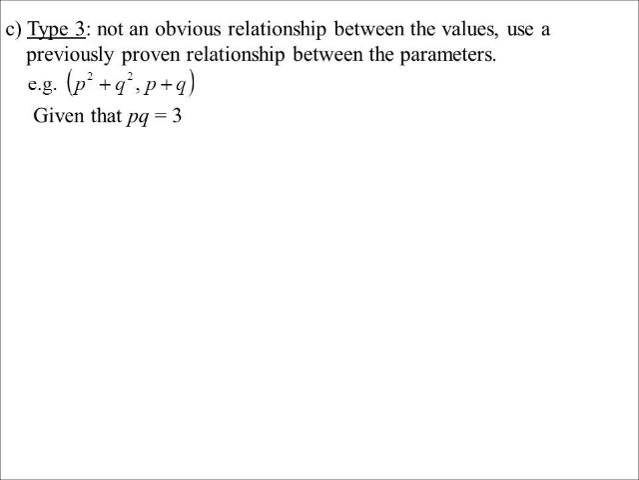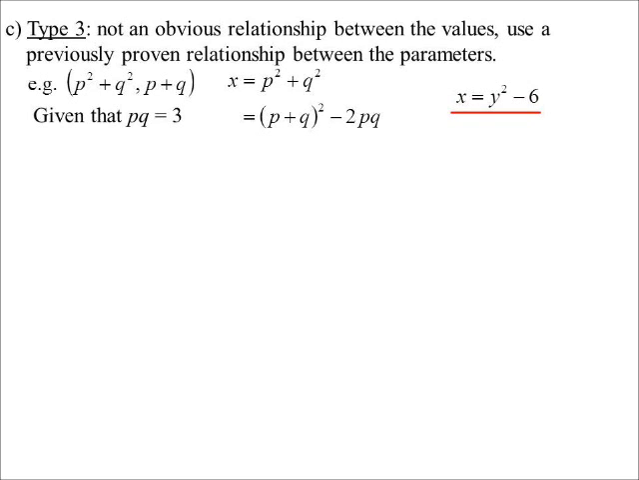You need another relationship. So perhaps in this particular question, somewhere in the question we found a relationship that p times q was always equal to 3. That extra bit of information allows us to do something like this. Well, x is p squared plus q squared, which I could rewrite as p plus q all squared minus 2pq. But we know that y is p plus q, and we've found our relationship that pq is equal to 3, so we can substitute that in, and we get x equals y squared minus 6.